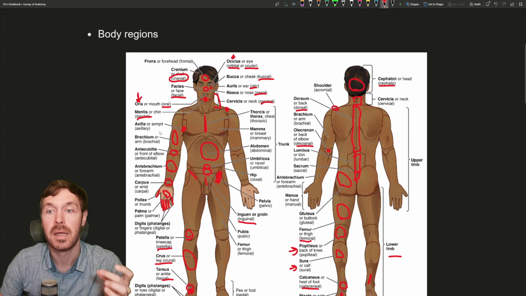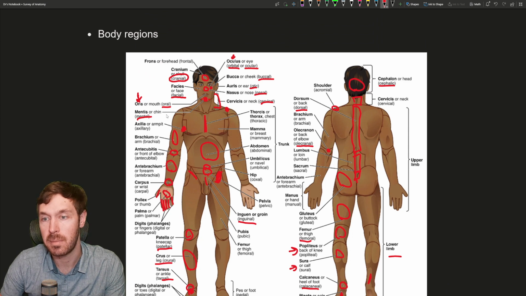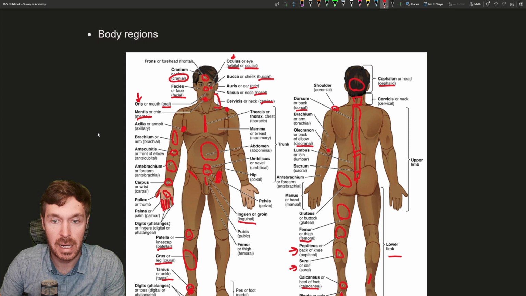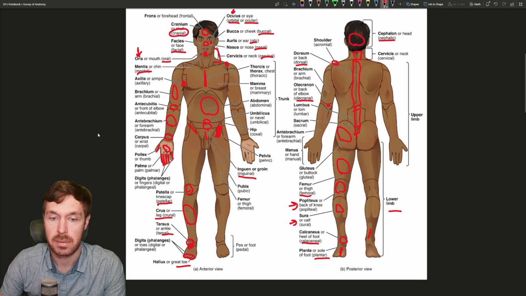And then, yeah, so that's most of the regions here. And again, like I said, these regions come back when talking about the different bones and different muscles and things like that. So yes, there is a lot here, but they do come back in naming things in the future.